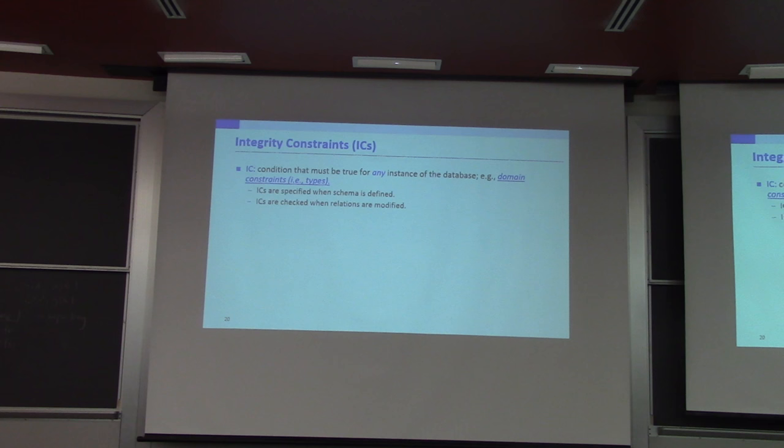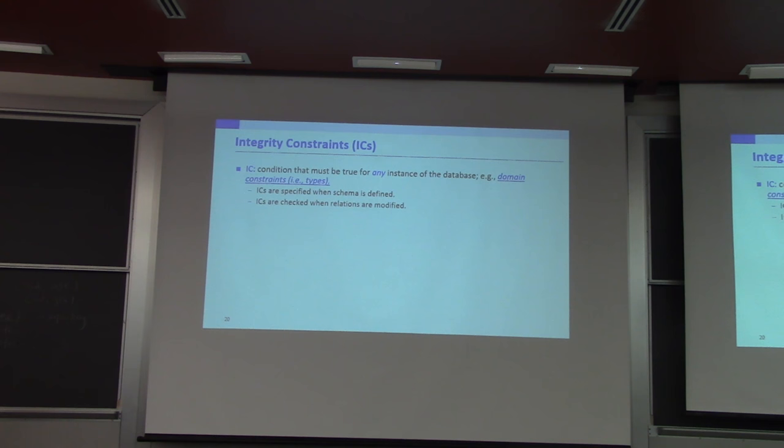And this brings up this concept called integrity constraints, which is a condition that must be true for any instance of the database. For example, domain constraint is one type of integrity. Right? If you specify age is an integer, you cannot have a valid instance of your database where some record has 18.5 as age when the type of age is integer. So domain type is a form of integrity constraint.